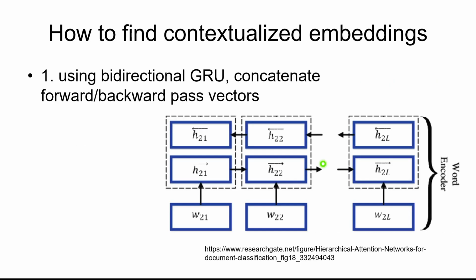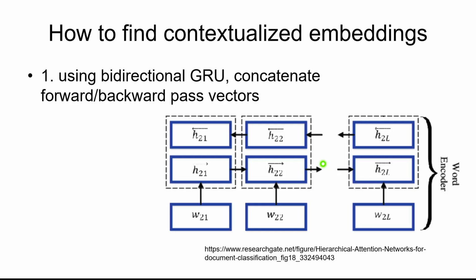Okay, so first let's consider how to find contextualized embeddings. We are going to use three different methods. The first one is to use a bidirectional GRU. As we know, the GRU is pretty similar to an LSTM; it can take care of sequence data and output a sequence as the hidden vector.